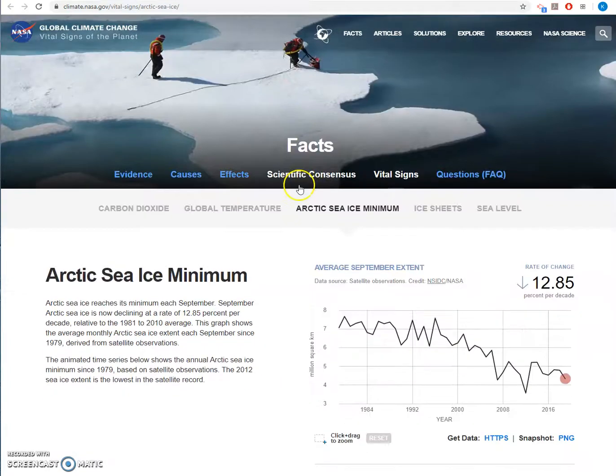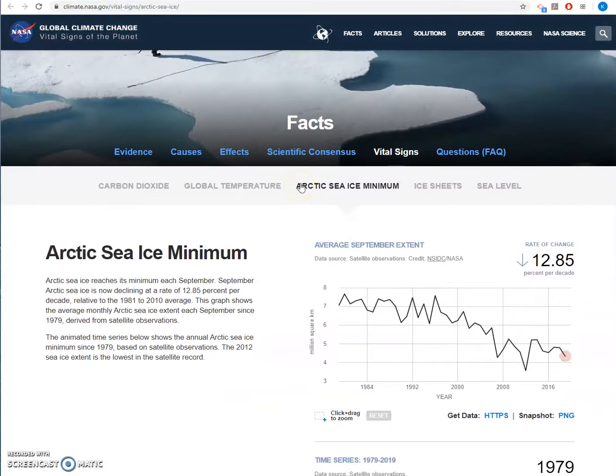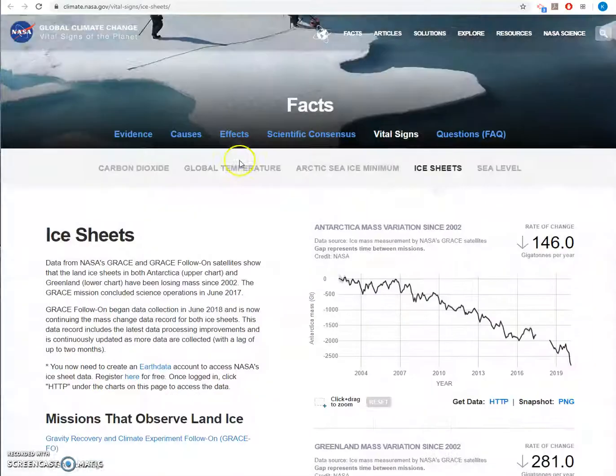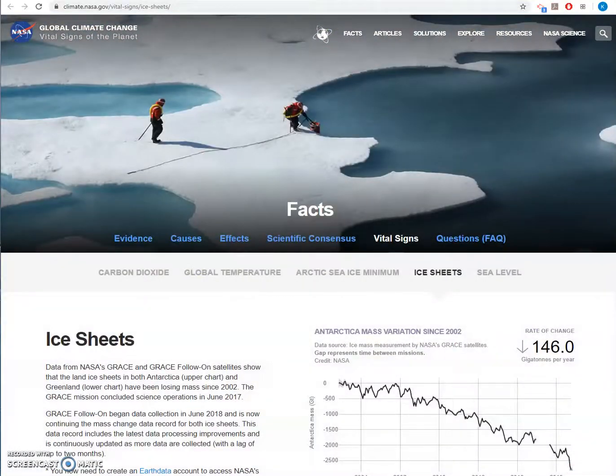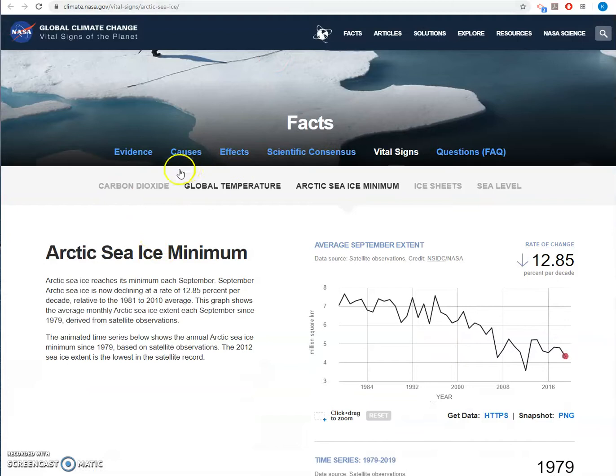There's lots of stuff you can see here, but what you need to focus on for your project right now is this first tab here, Arctic sea ice, and the second tab, ice sheets. So this is our first source, and then our second source, if you were to click here, it would take you here. That's the two things we're going to focus on the most right now. The rest of it's just there in case you want to look at it, but right now I want to show you what's going on here.